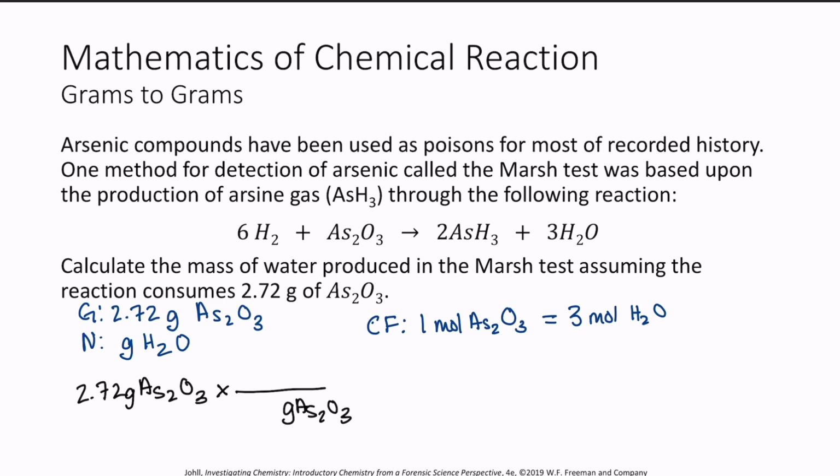So I'm going to have to calculate the molar mass of As2O3. You can go ahead and pause the video while you go through and do that calculation. All right, what did you get? I got 197.84 grams of As2O3. That's taking the mass of As, multiplying it by 2, and the mass of oxygen, multiplying it by 3, then adding those two together. And this is going to be equal to 1 mole of my diarsenic trioxide.